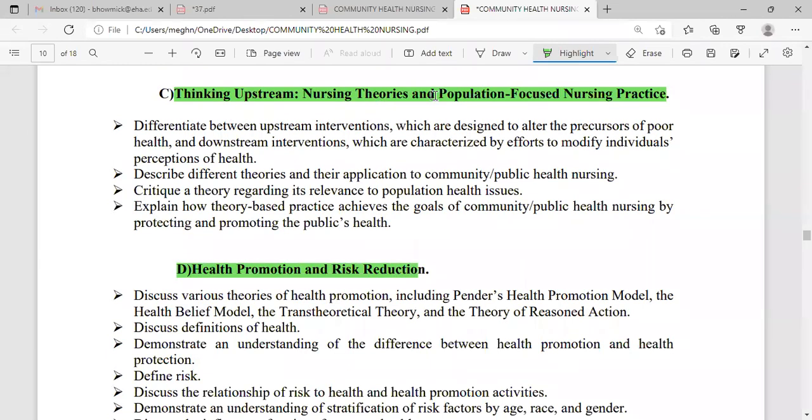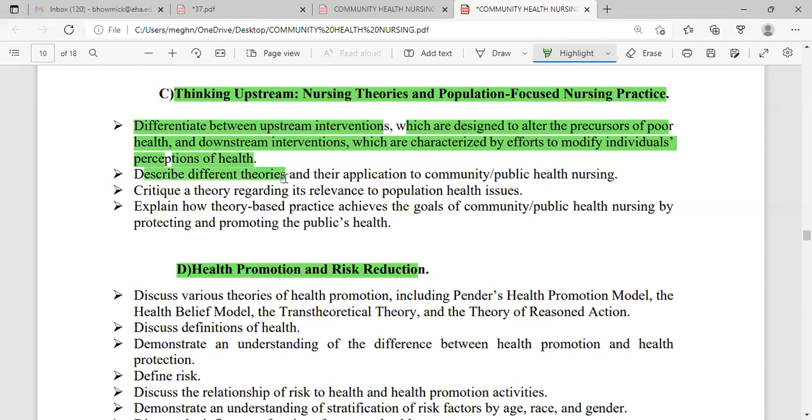Nursing theory and population-focused nursing practice: differentiate between upstream interventions, which are designed to alter the precursors of poor health, and downstream interventions, which are categorized by efforts to modify individual perceptions of health.